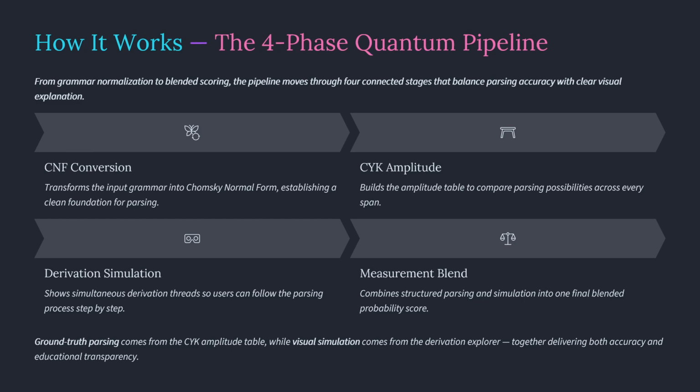And the last step is measurement. The CYK result and the simulation result are combined: CYK counts for 70% and the simulation result counts for 30%. Both of them are blended into a final acceptance probability. If the probability is greater than the threshold that we define in our quantum grammar recognizer, then it is accepted; otherwise, it is rejected.